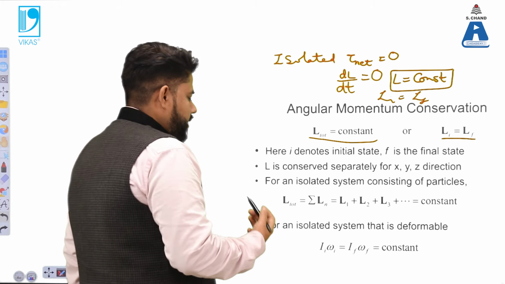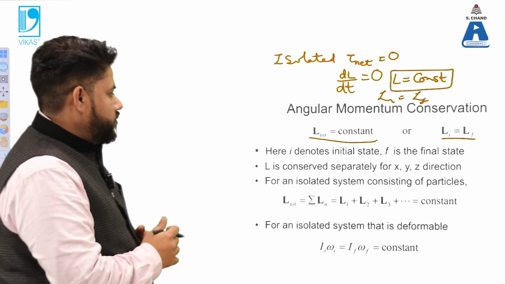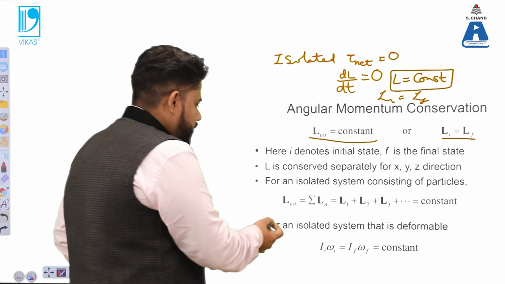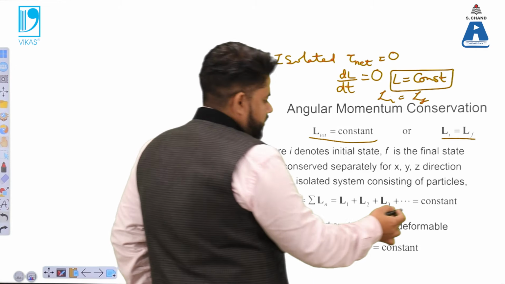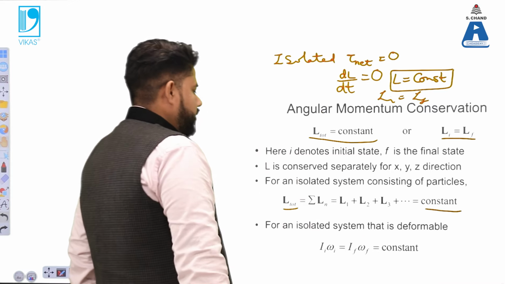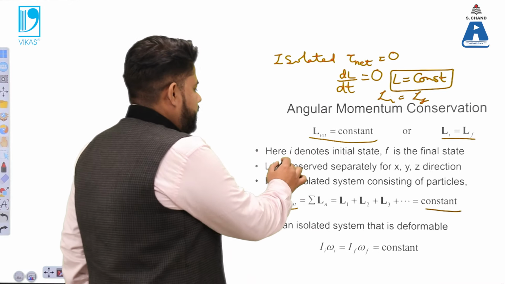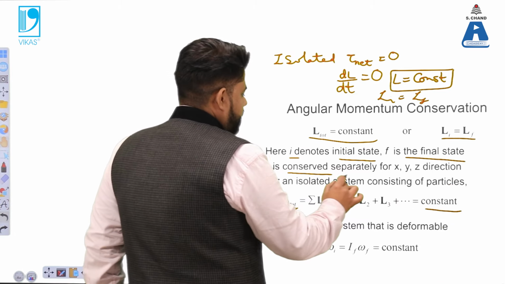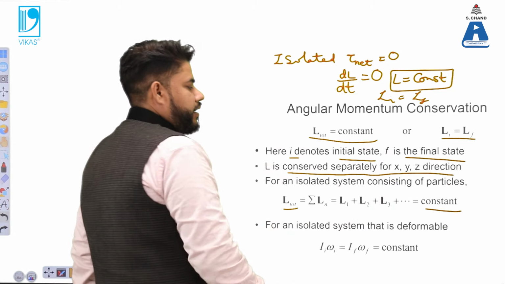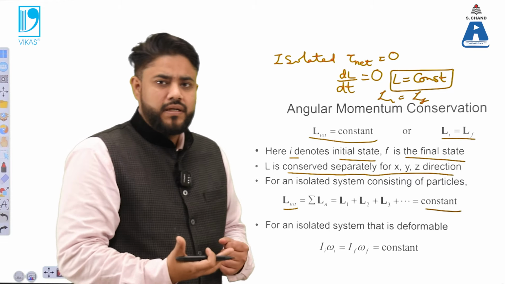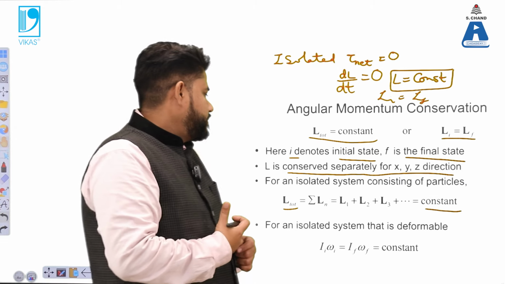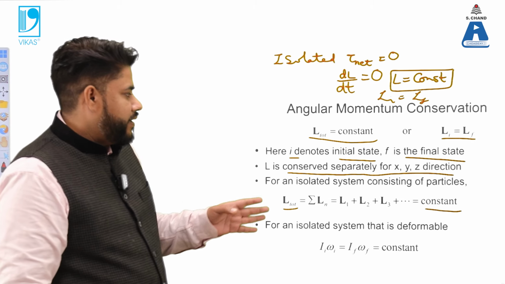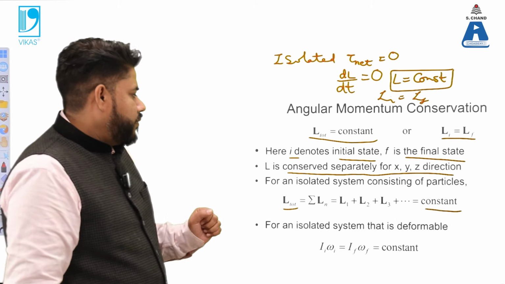So what do we mean by conservation of angular momentum? This states that the overall or total angular momentum remains conserved, or constant. Here I indicates the initial state, F indicates the final state, and L is conserved separately for the three directions. We would be discussing the case of three dimensions here, so for x, y and z, the angular momentum is conserved.